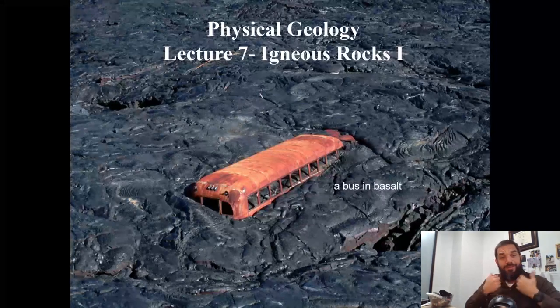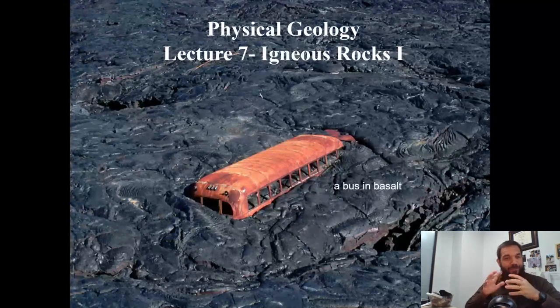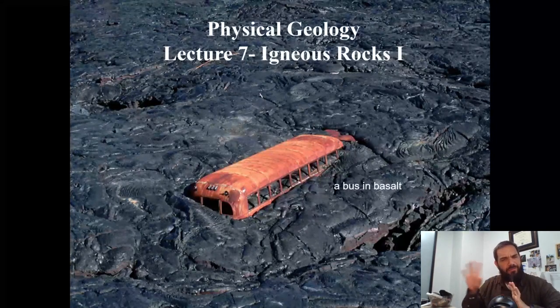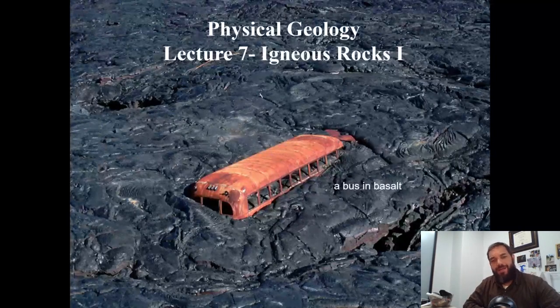We're moving on to rocks now. We've gone through minerals and matter. Now you know that it's the atoms that make the minerals. It's the minerals that make the rocks. And we're starting with our first lecture on rocks with igneous rocks. We'll go on later through sedimentary rocks and metamorphic rocks and all that good stuff. But we are going through igneous rocks today.